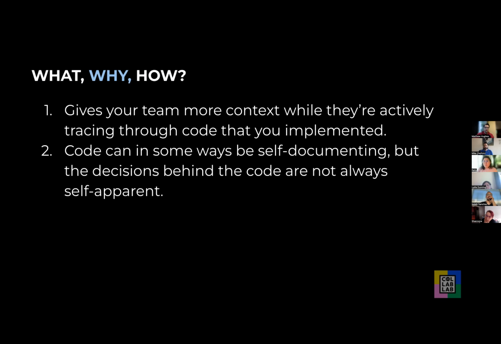But then, in your code itself, if you want to give a little extra background on the why, I think maybe that's the next slide. You can add comments to the actual function. I think with JSDocs, when you create a method, you'll often explain what the function is doing, and then when you hover over it in your IDE, it'll show you that description. Code can in some ways be self-documenting, but the decisions behind the code are not always self-apparent. So that's where the comments in the code can be really helpful.